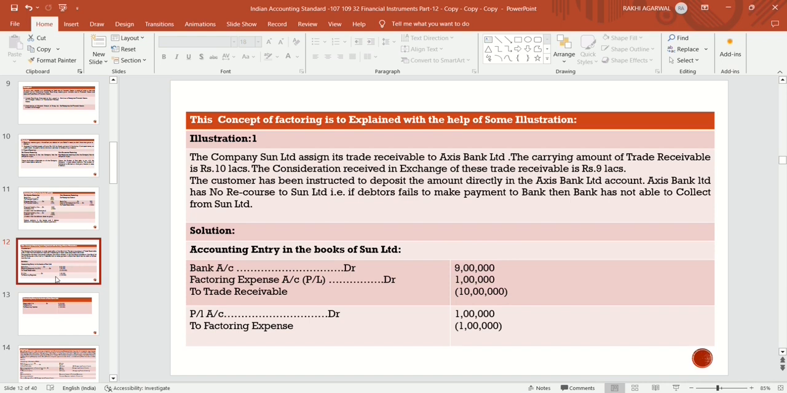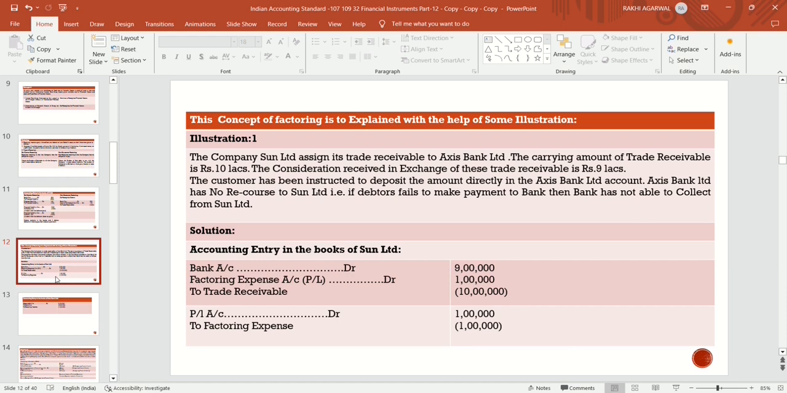That is, if the debtor fails to make payment to the bank, then the bank is not able to collect from Sun Limited. So the customer has been instructed to deposit the amount directly in the Axis Bank Limited account, and the bank has non-recourse to Sun Limited. So in this case, non-recourse factoring is there. So how is accounting to be done?